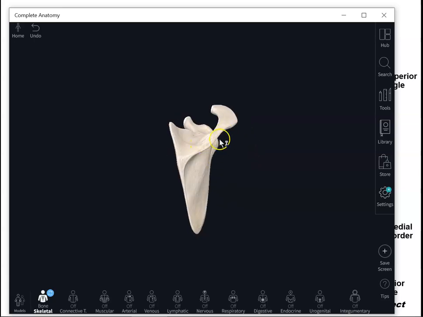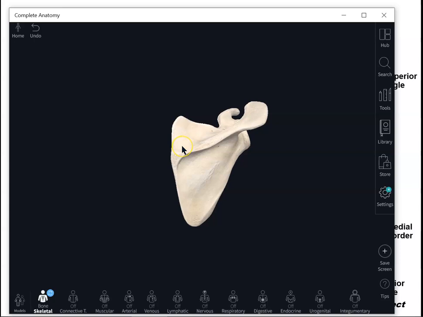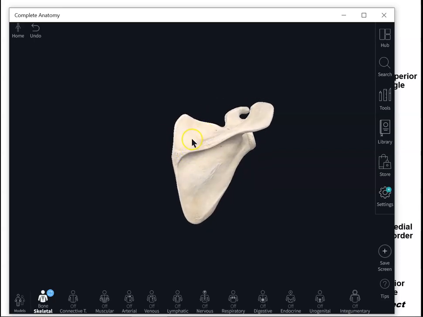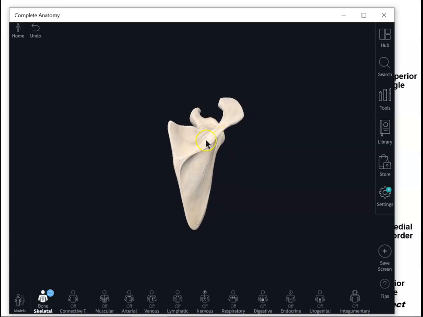And this is an important landmark because you're going to have the supraspinous fossa and the infraspinous fossa, supra above, infra below. And you're going to have muscles that go there, the supraspinatus and infraspinatus muscles. And they're all just named on their relationship with the spine.